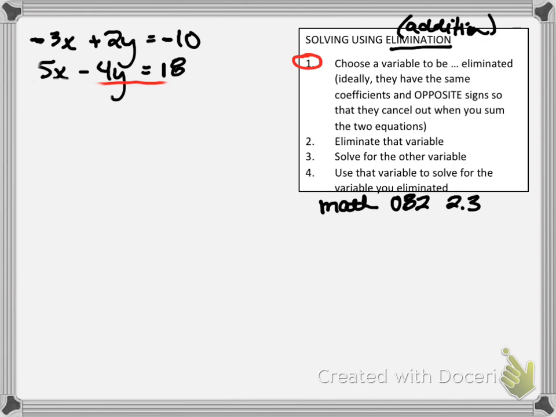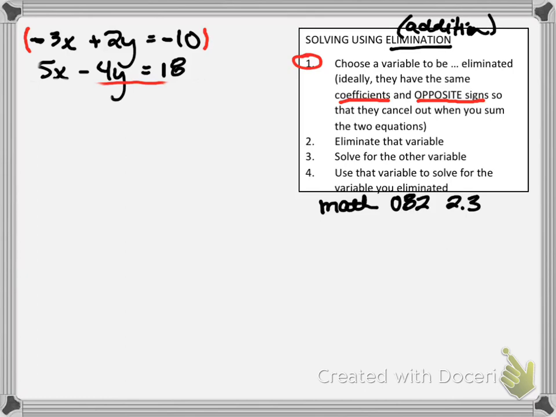to be eliminated, right? Which means that they have to have the same value coefficients and opposite signs. Okay, so we could pick either the 3x and the 5x, because again, the 3x is negative, the 5x is positive, those have opposite signs, or we could pick the 2y and negative 4y. This time I'm going to choose to try to eliminate the y variable, and the reason is quite simple.